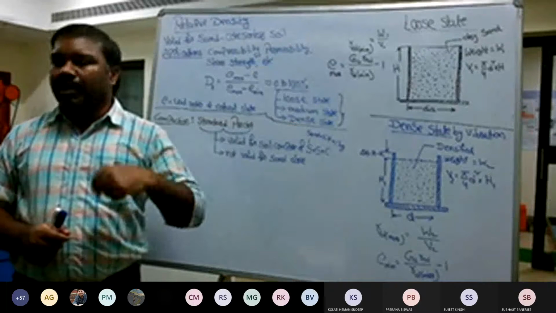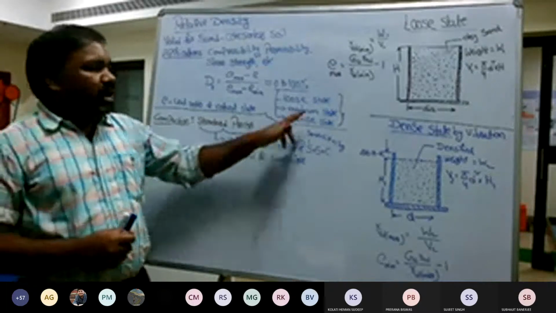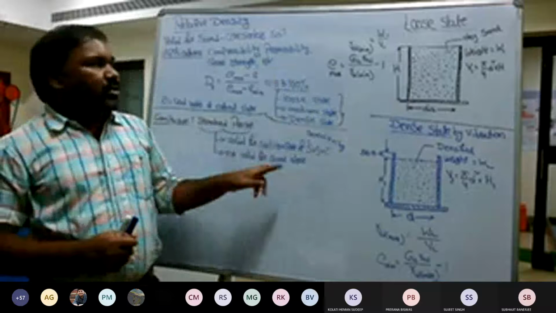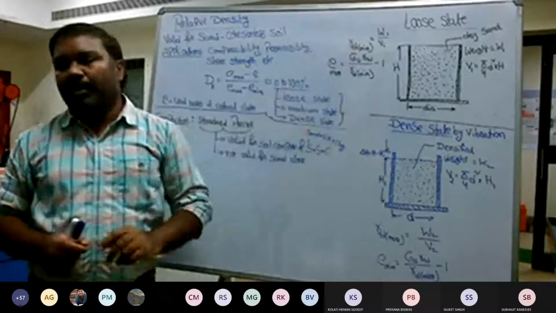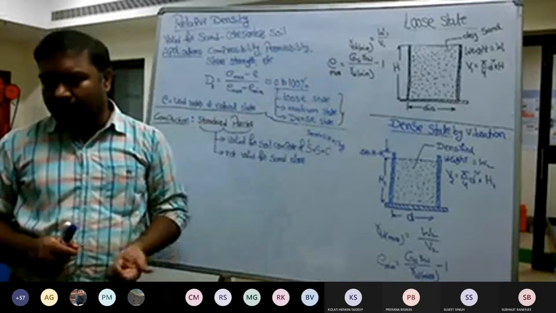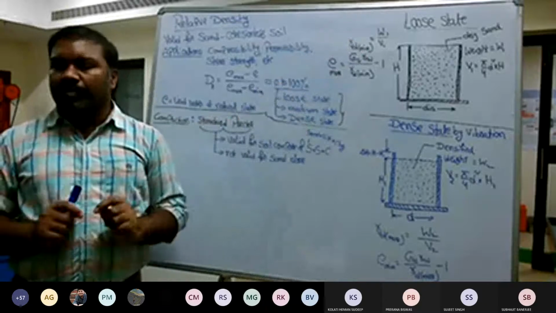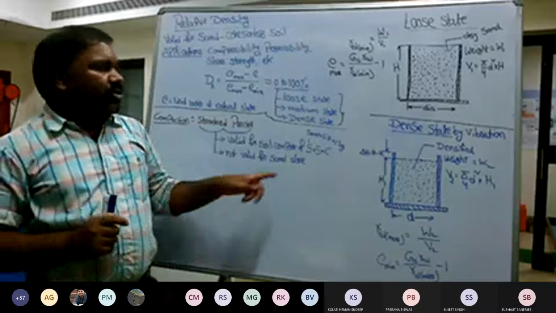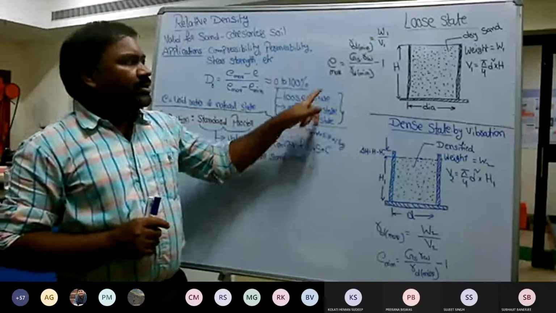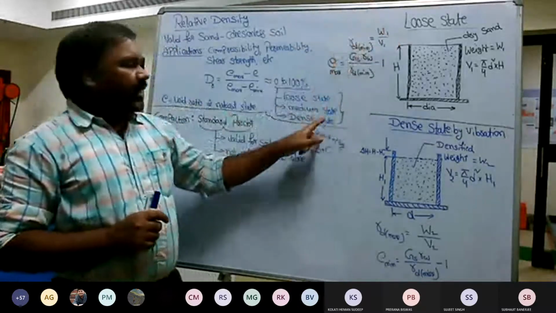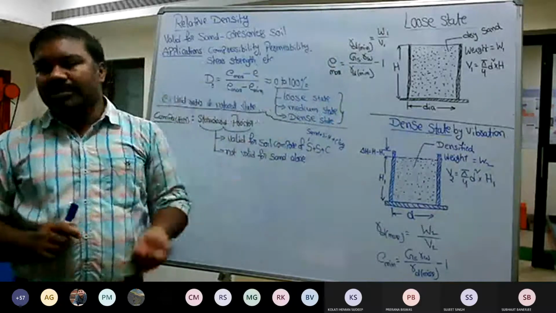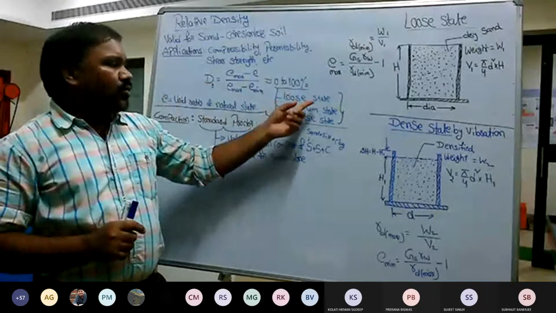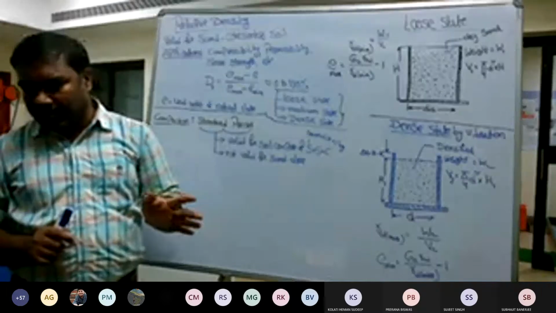So in another way, suppose you look at the very fundamental definition of density, which is weight upon the volume. Now suppose you keep the volume constant, the loose state means less amount of soil, dense state means more amount of soil. So this is another way of understanding the loose, medium and dense state of a sand material.